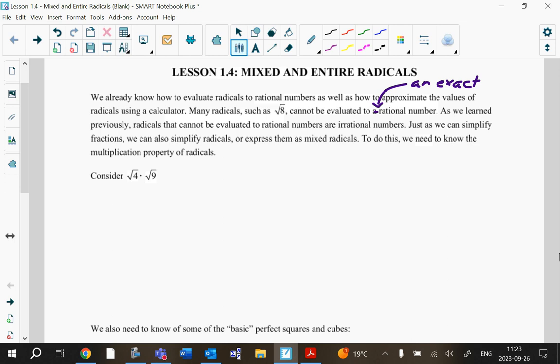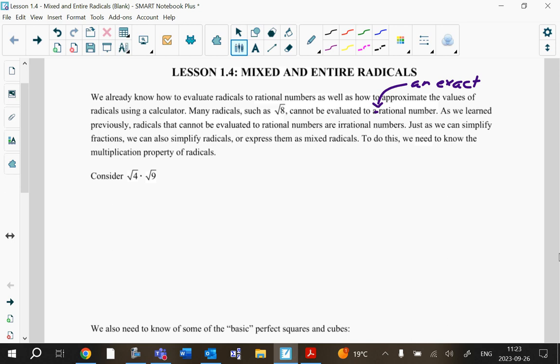And we learned in 1.3 that the square roots of non-perfect squares and the cube roots of non-perfect cubes are irrational numbers, meaning they can't be written as fractions. We're going to do something new with radicals, and it's not going to involve using a calculator and rounding them. We're going to get away from that now. We're going to answer in exact terms.